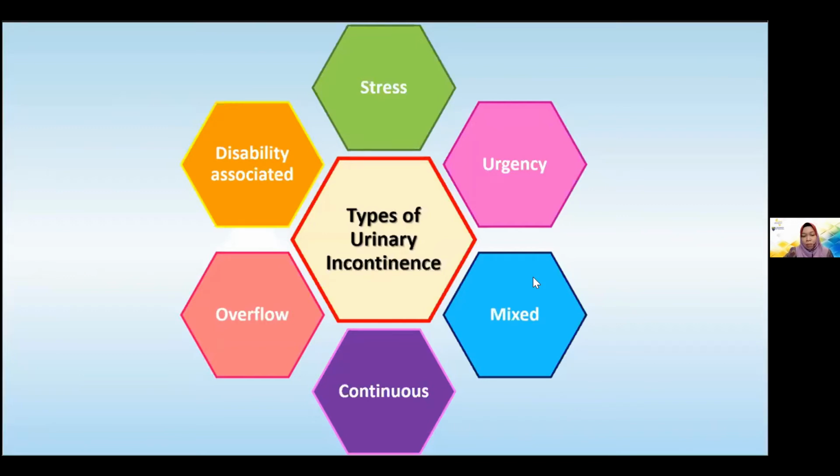Next is urgency urinary incontinence. This is associated with patients who suffer from overactive bladder. What happens in this group of patients is that they have the sense that they need to go to the toilet. They feel that they need to rush to the toilet. Before they get to the toilet, before they are able to undress themselves to pass urine, they tend to leak urine.